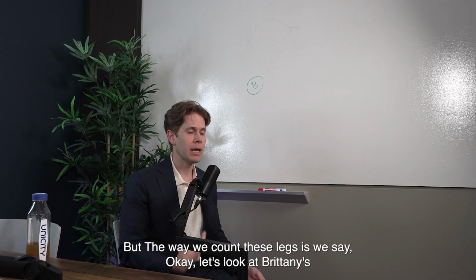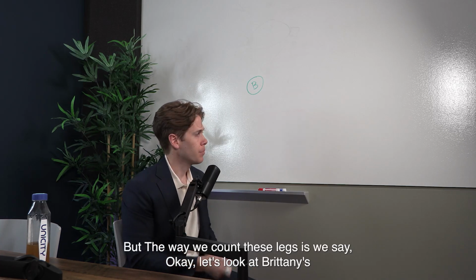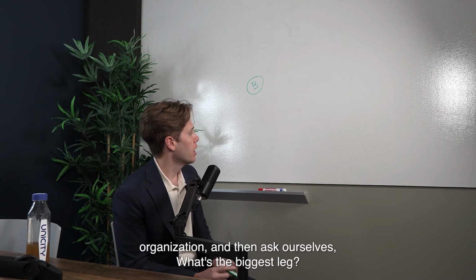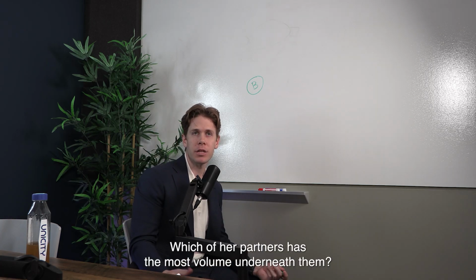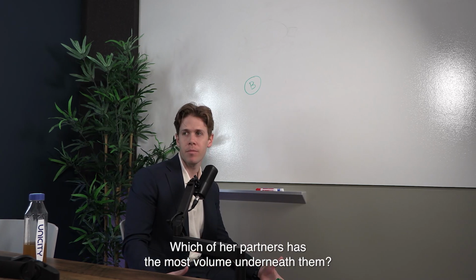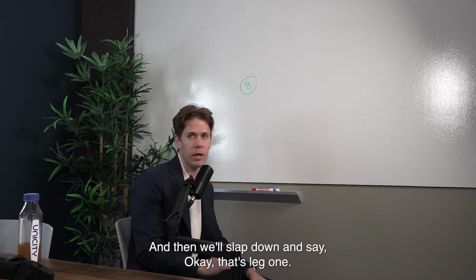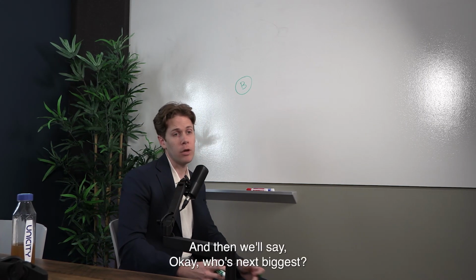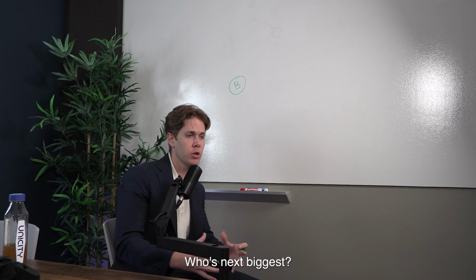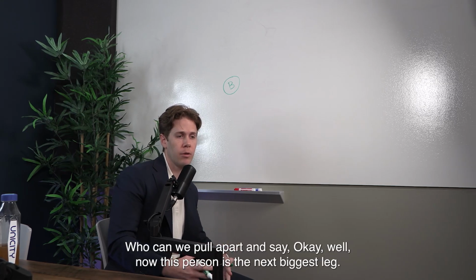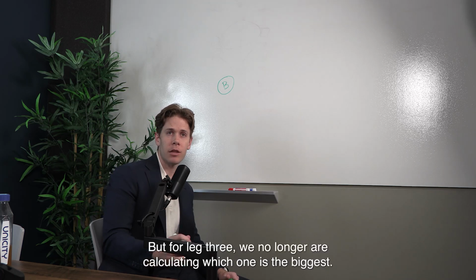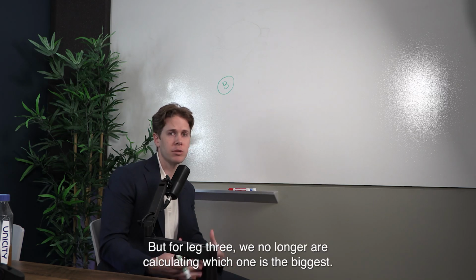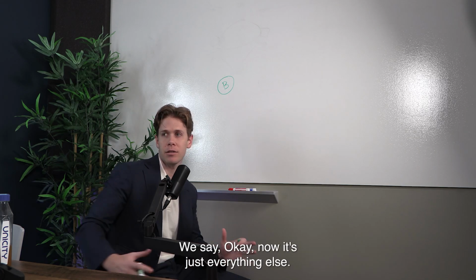But the way we count these legs is we look at Brittany's organization and ask ourselves, what's the biggest leg? Which of her partners has the most volume underneath them? And then we'll say, okay, that's leg 1. That's the biggest. And then we'll say, okay, who's next biggest? Who can we pull apart and say, now this person is the next biggest leg? So that's leg 2. But for leg 3, we're no longer calculating which one's the biggest. We say, now it's just everything else.